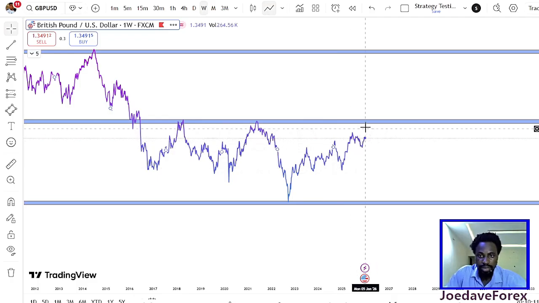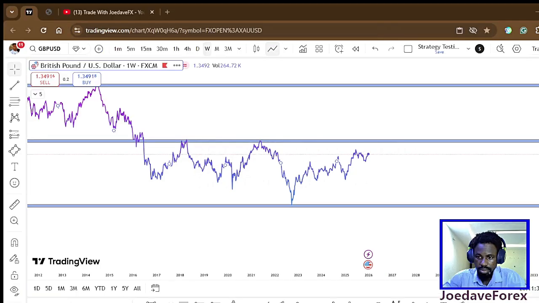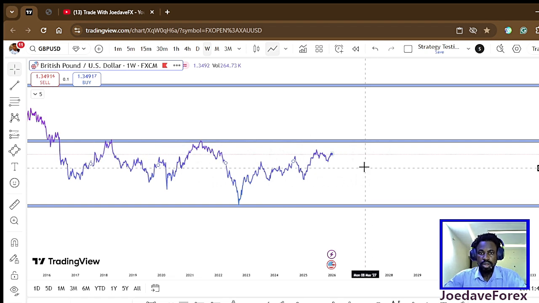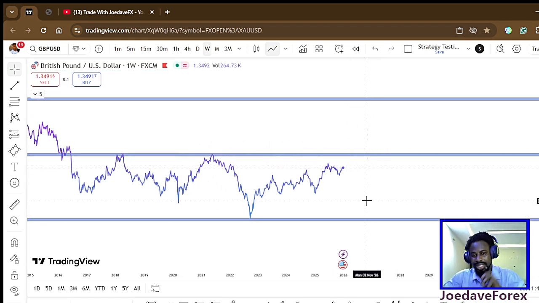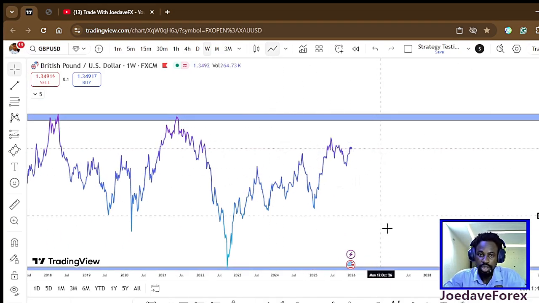So as price is approaching this area now, price might actually still come to this zone here, and so price might actually come to this area and then bleed all the way back down. So that is the first thing we identify: plotting our major level.